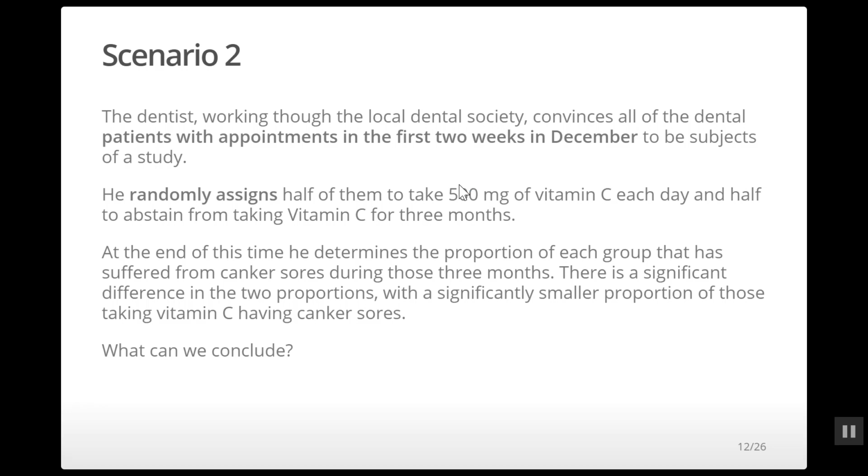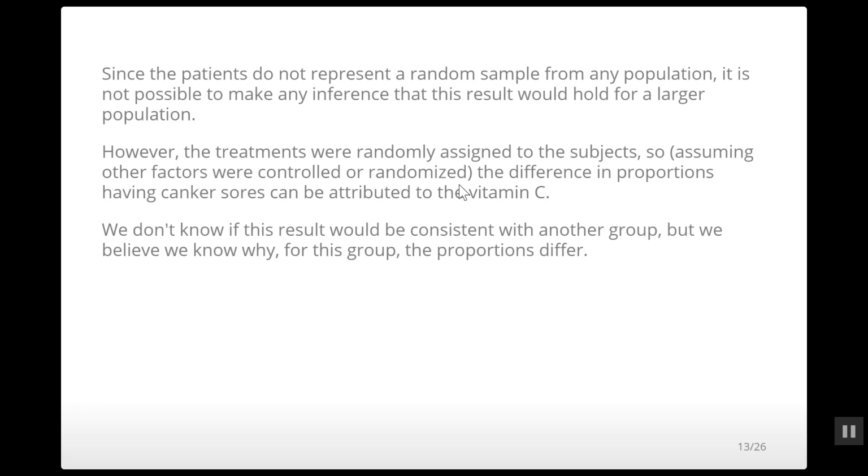And then we look at our study, and we get the same results. There's a significant difference. Those who took vitamin C have fewer canker sores than those who didn't. What can we conclude this time? Well, because it's not a random sample, we can't generalize to any other group. However, the treatments were done via random assignment.